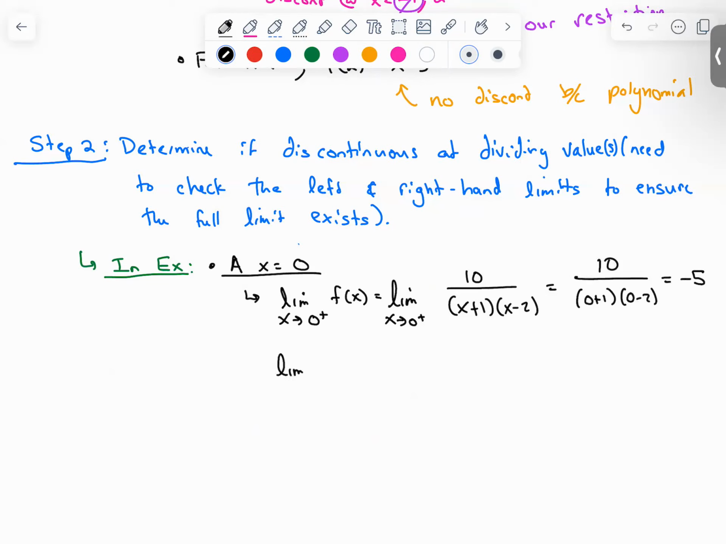The limit as x approaches 0 from the left of f of x, we're going to be the secondary function, equals the limit as x approaches 0 from the left of x minus 5. Very, very nice function. So we can just plug in the 0 because we're not going to be dividing by 0 or taking square roots of negative numbers or anything like that. So this just becomes 0 minus 5, which is negative 5. They're equal.